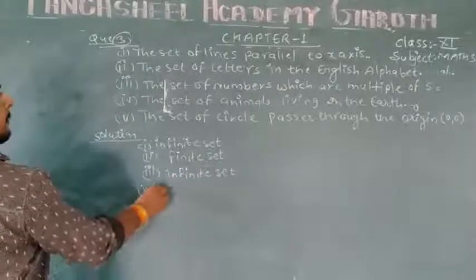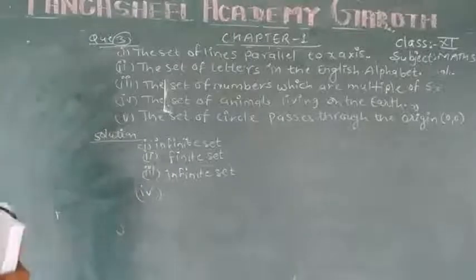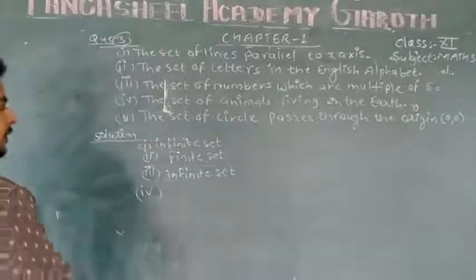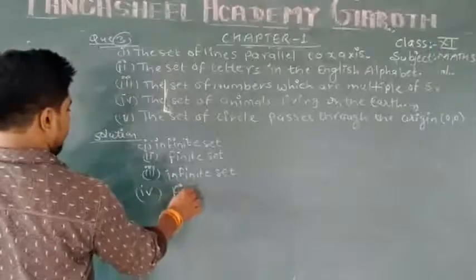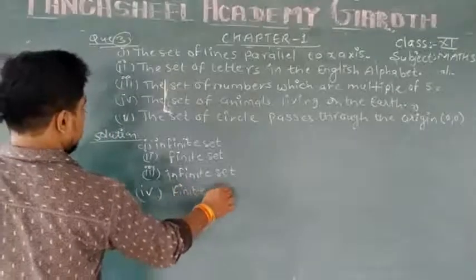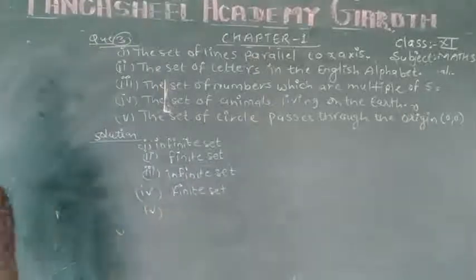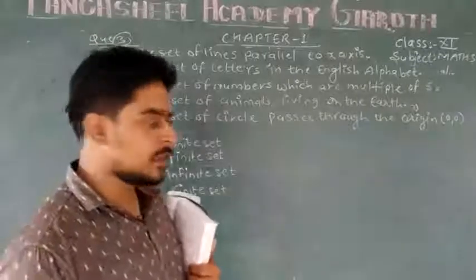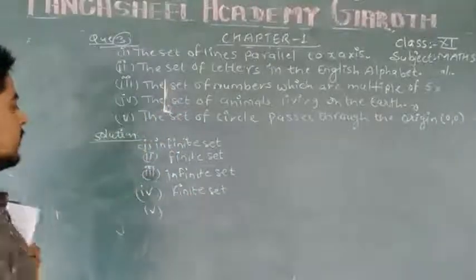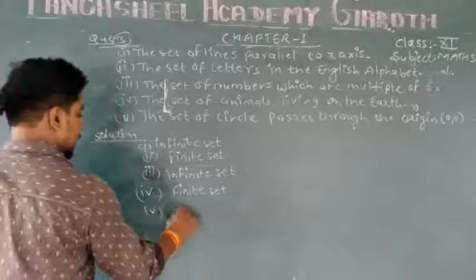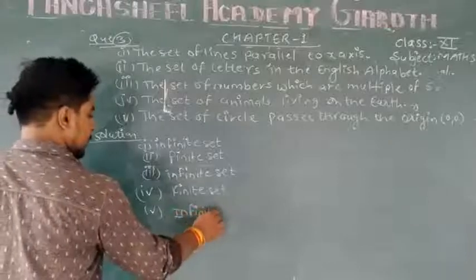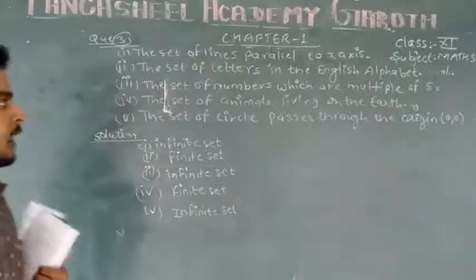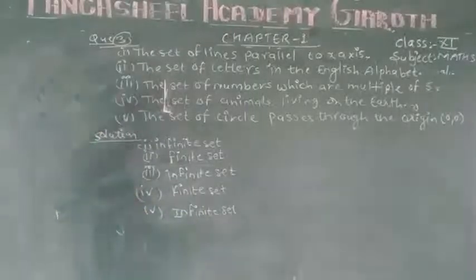Fourth is the set of animals living on the earth. If we collect all the animals, their number is finite, since they are living on the earth. Therefore, it is called the finite set. And in the next, the set of circles that pass through the origin. There are so many circles passing through the origin, therefore, it is called the infinite set. It is the question number 3, and after question number 3, we will go to the question number 4.